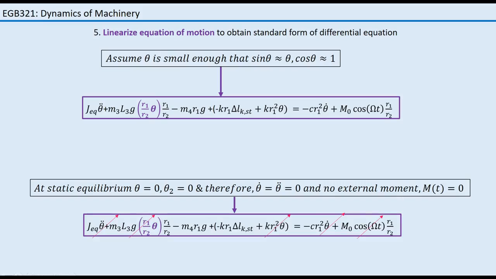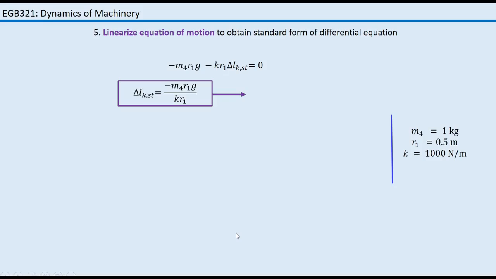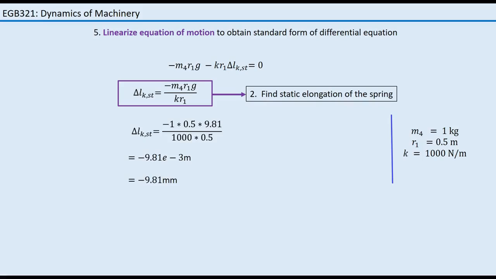So considering static equilibrium, all terms will be 0 except these two terms, where we get the expression for the spring static deflection, and this is our second answer. We get the static elongation of the spring, and as the values are given, we can find the static deflection of the spring, which is negative 9.81 millimeter.